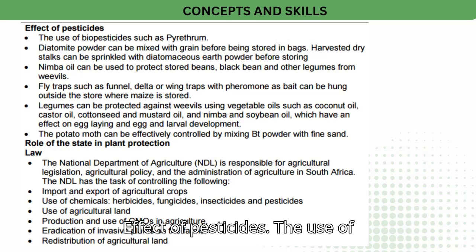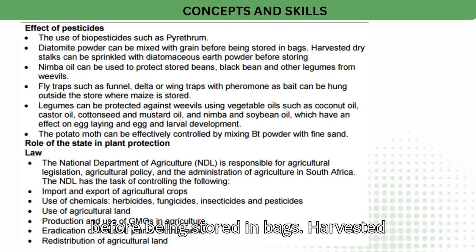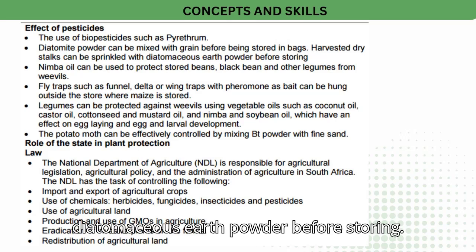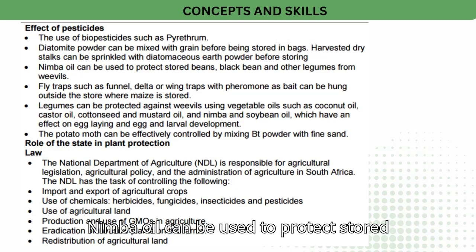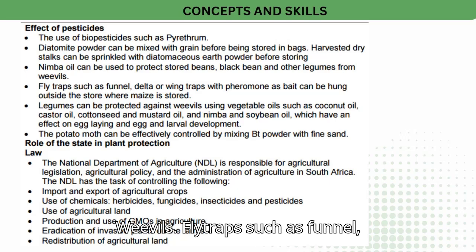Effect of pesticides. The use of biopesticides such as pyrethrum. Diatomite powder can be mixed with grain before being stored in bags. Harvested dry stalks can be sprinkled with diatomaceous earth powder before storing. Neem oil can be used to protect stored beans, black bean and other legumes from weevils.